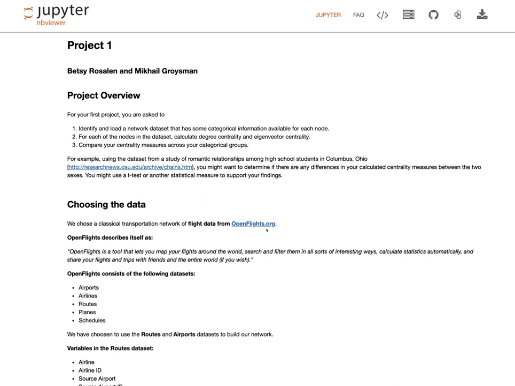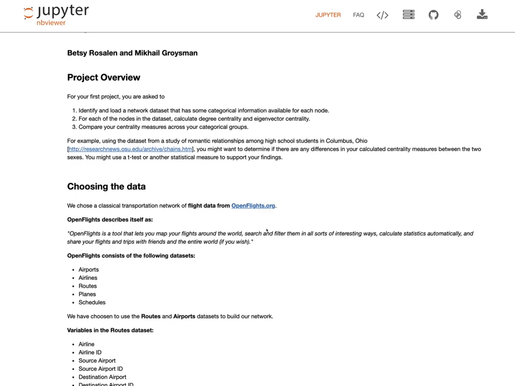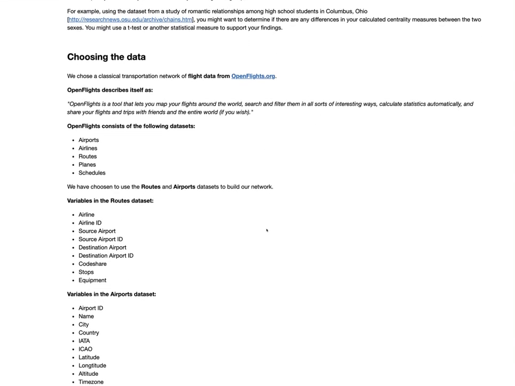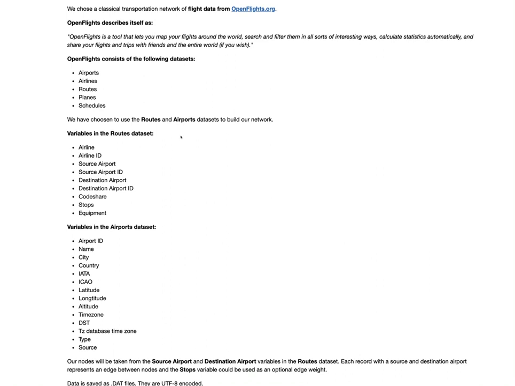We focused on two datasets. One dataset was airports, and another dataset was routes. The dataset contains a bunch of information. It has airport ID, name of airport, city, country. Our focus was airport ID and geographical location, latitude and longitude.